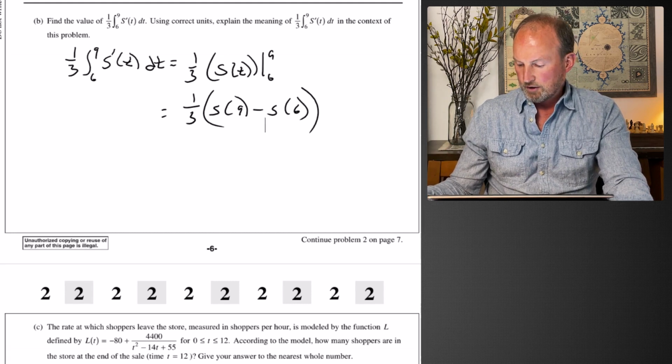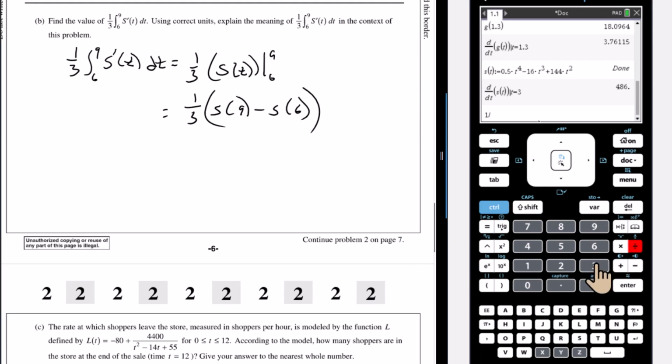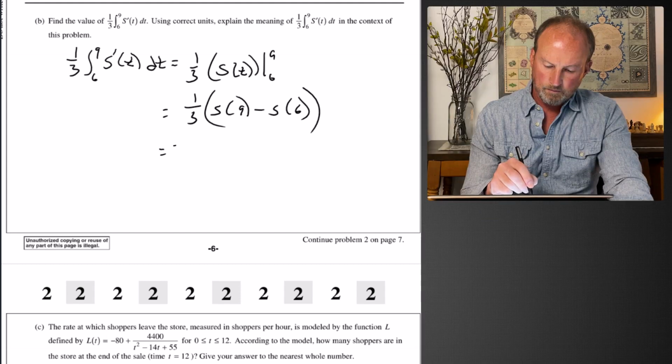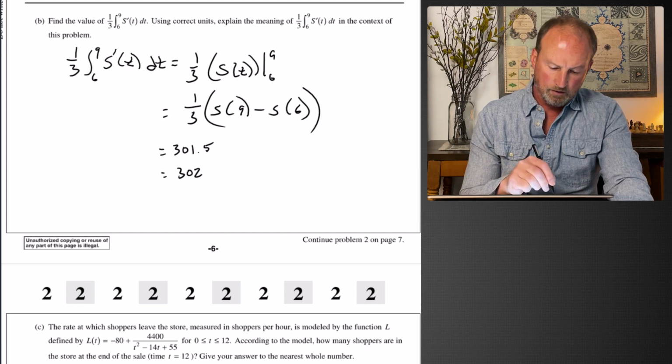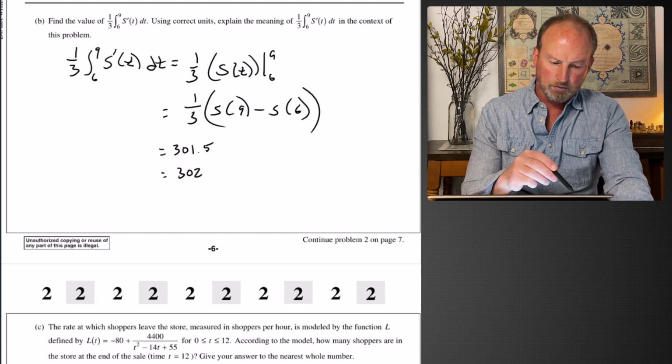Well, that's pretty easy to type in. So I have 1 divided by 3, parentheses, s of 9, jump out of that first one, minus s of 6, jump out of that second one, hit equals, and I get 301.5. Rounding to 302. So, in context of the problem, I'm going to slide that answer over a little bit.